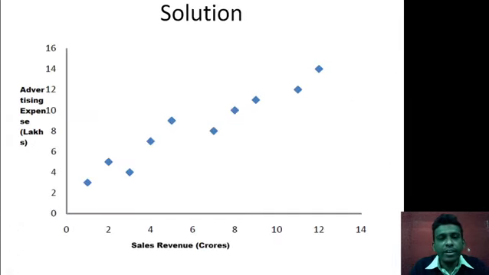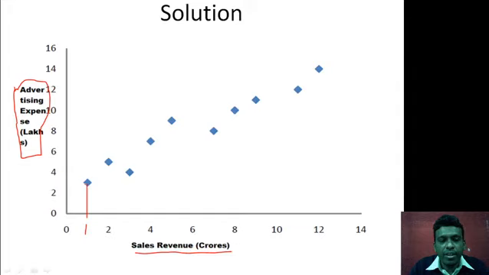After drawing the graph, you will get a graph like this. You can see here on the x-axis I have taken sales revenue in crores, and on the y-axis I have taken advertising expenses in lakhs.